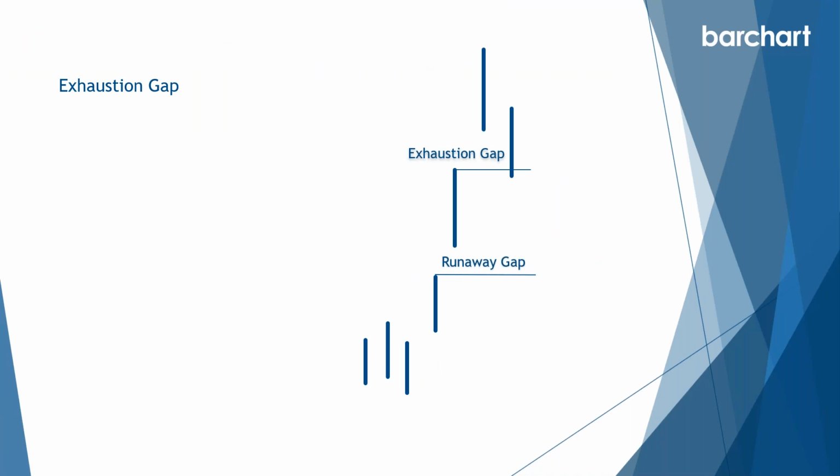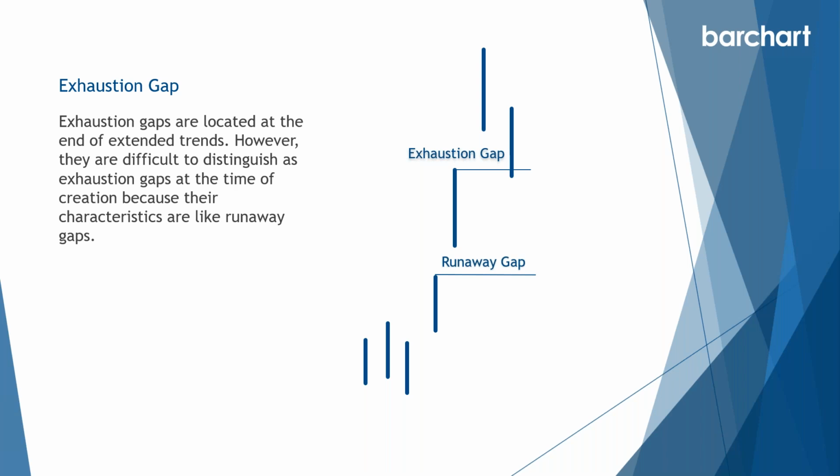All right, so we have what is called an exhaustion gap. Now, an exhaustion gap is very similar in characteristics to our runaway gaps, and it's difficult for us to distinguish them at the time that they're being created because of the similarities to runaway gaps. In other words, rapid price movement, extensive advances or declines in that price action. And it's not until after price returns and fills that gap that we can say that this gap was an exhaustion gap.